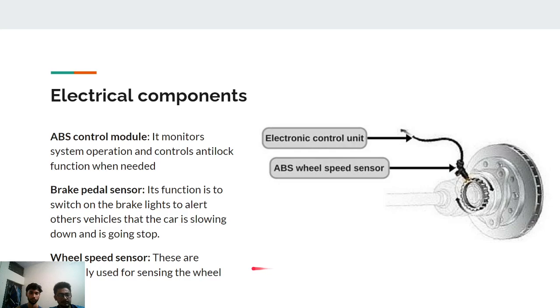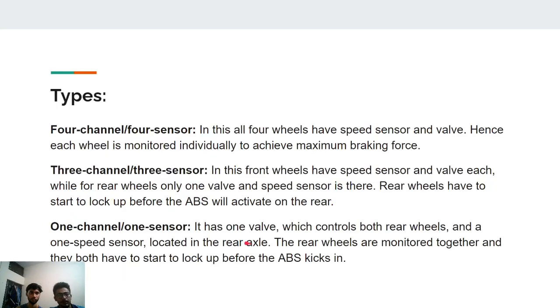Next is the wheel speed sensor. These are used to sense the vehicle speed, and based on how much speed our vehicle has, we can vary the frequency of stopping and applying the brake again, depending on the speed of the vehicle or the speed of the rim. Now there are three types of ABS. First is four channel four sensor, then three channel three sensor, and one channel one sensor.